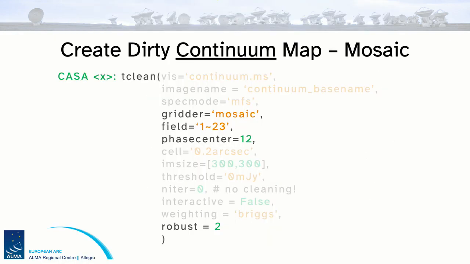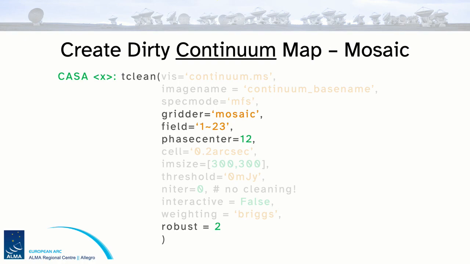If we instead want to image the whole mosaic, the gridder must be set to mosaic, and we must specify the range of field numbers that we want to image. And we can find this range in the listobs output. When creating a dirty image of this mosaic, I am choosing a robust parameter of 2 to increase the sensitivity, since this is a science verification dataset taken with only 14 antennas.